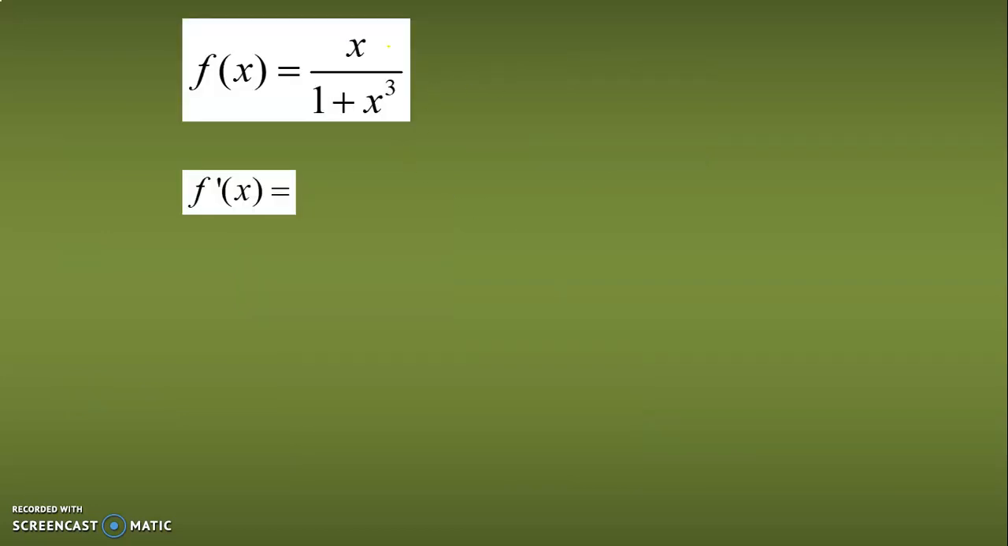So let's do a quick example. This is my u over v. So if u is x, u prime is just 1. If v is 1 plus x cubed, v prime is 3x squared.